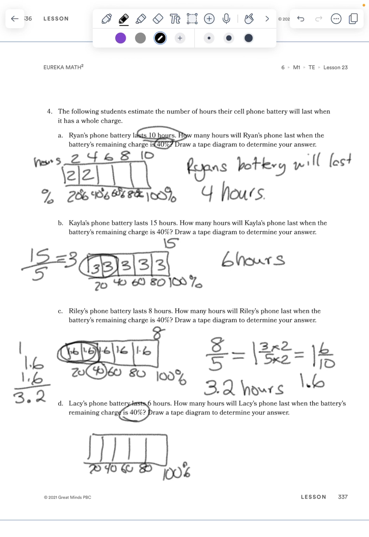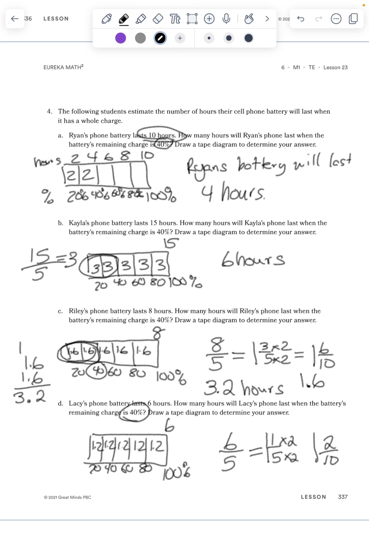And I'm doing 6 total hours divided by 5 because there are 5 equal sections. So 6 divided by 5 is going to be 1 whole and 1/5. Again, it's easier to write a fraction if we have it out of tenths. So I'm going to multiply by 2. And so I end up with 1 2/10, which is the decimal 1.2. So each one of these pieces is 1.2 hours.